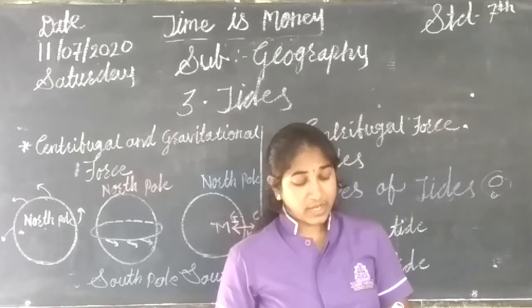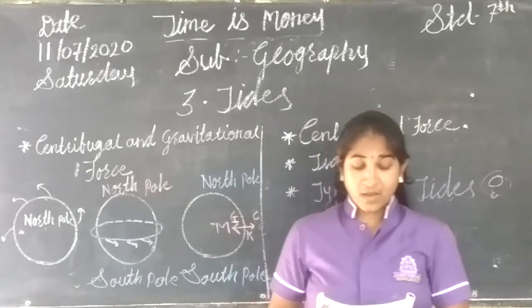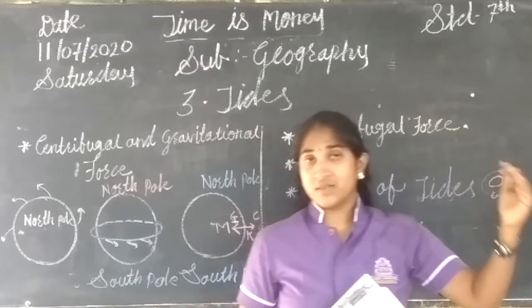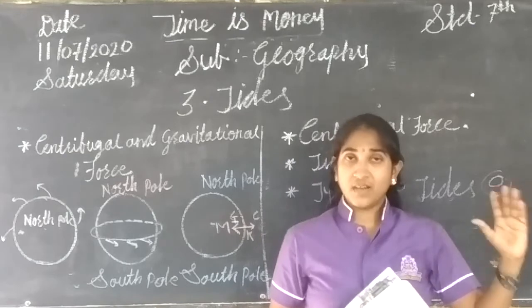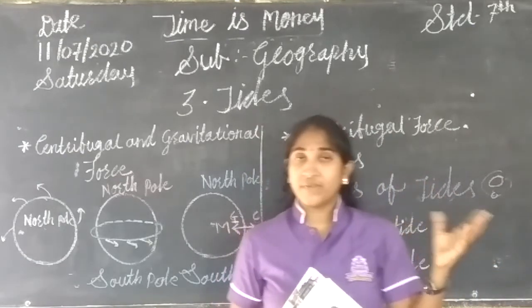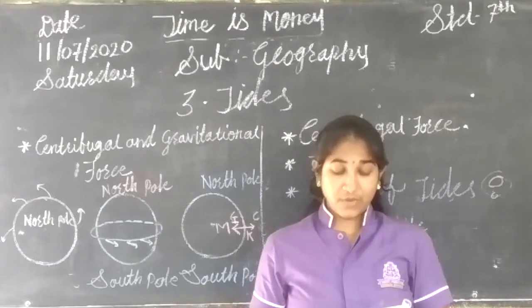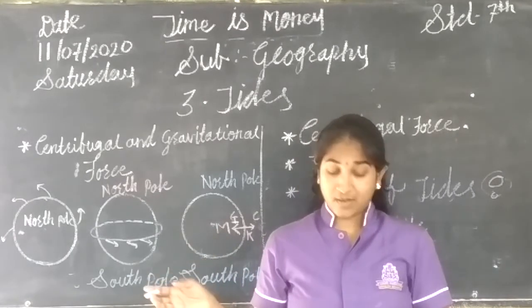Tide occurs due to the relative position of the moon, the sun and the earth. Now we know that the sun is actually very far away from the earth, but which one is near to the earth? That is the moon. So the more gravitational force is from the moon, and so the tide occurs due to the relative position of the moon, the sun and the earth.